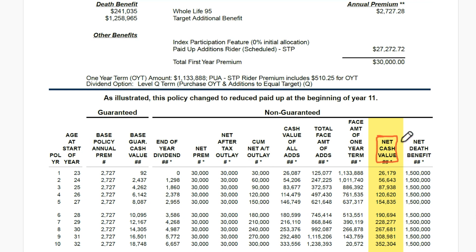Now his money column is the second to last column on the far right. It reads net cash value. And then we also have the net death benefit, which represents the dollar amount that would be paid to his beneficiaries if he were to pass.